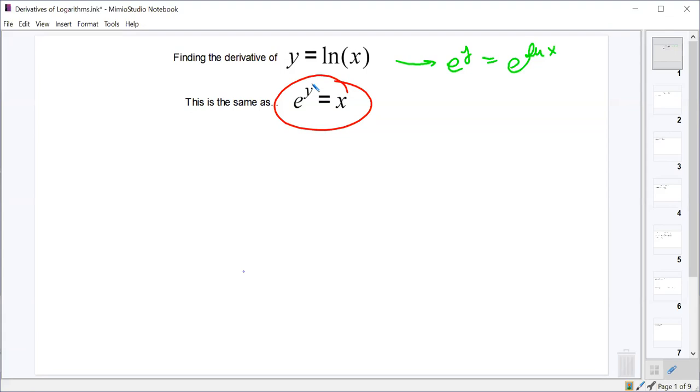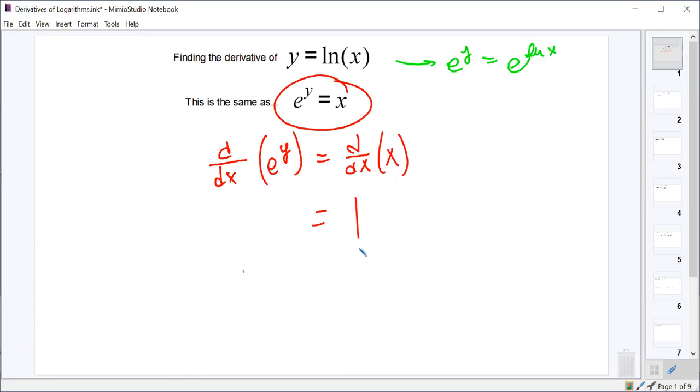So now what we're going to do is take the derivative of e to the y equals x, but we're going to do it implicitly. First off, we're going to take the derivative with respect to x of e to the y, and the derivative with respect to x of just x. On the right-hand side, that should be awfully easy. What's the derivative of x? 1. Good.